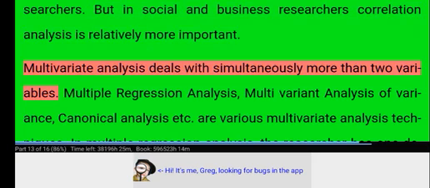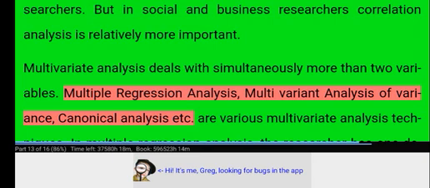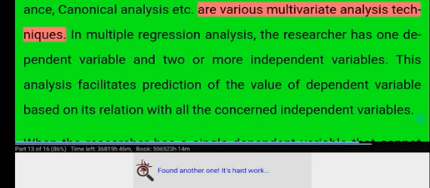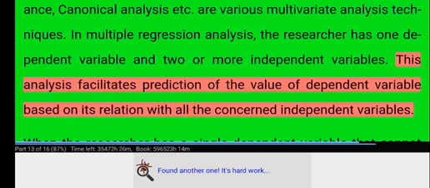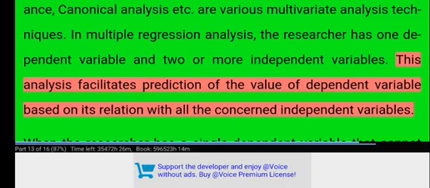Multivariate analysis deals with simultaneously more than two variables. Multiple regression analysis, multivariate analysis of variance, canonical analysis, etc., are various multivariate analysis techniques. In multiple regression analysis, the researcher has one dependent variable and two or more independent variables. This analysis facilitates prediction of the value of dependent variable based on its relation with all the concerned independent variables.